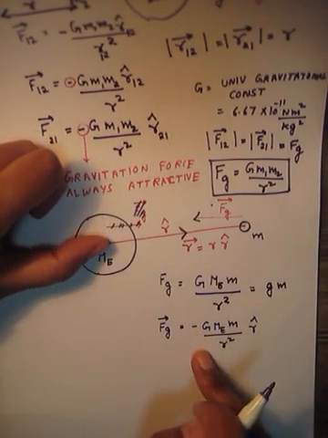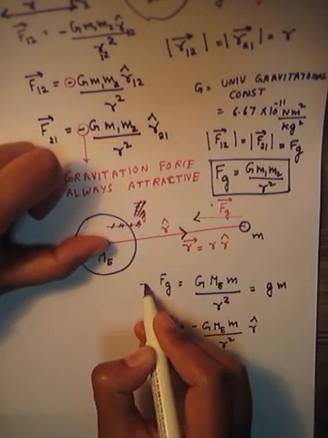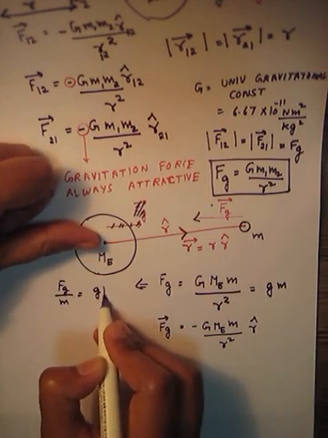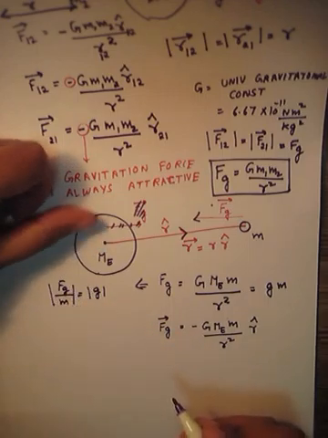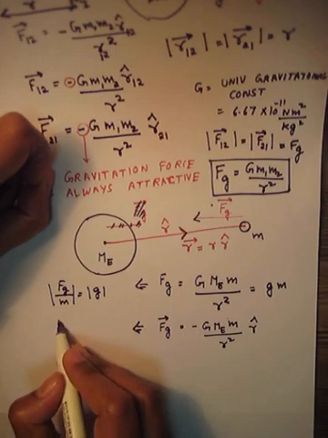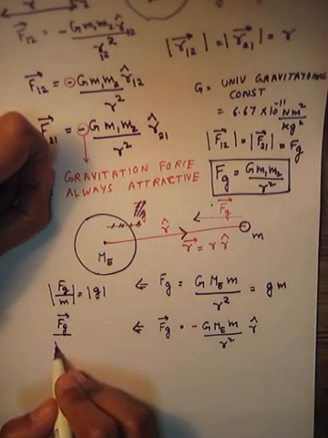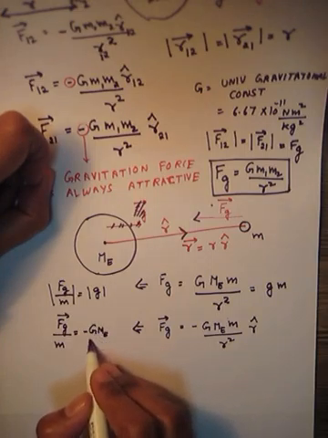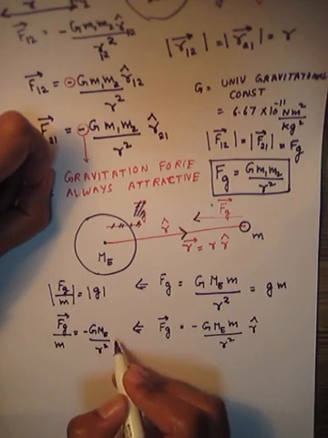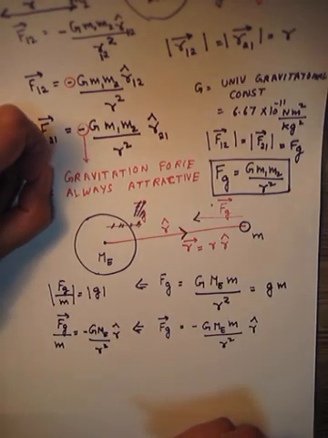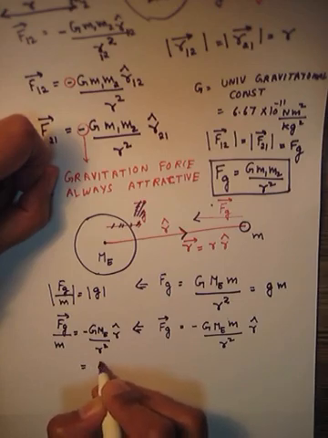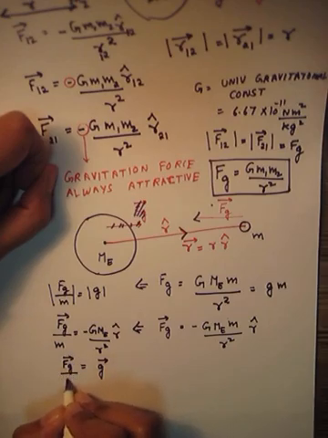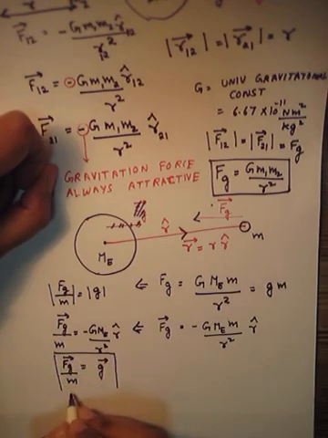While in vector notation, from here we can say that Fg upon m will give you g magnitude. But from here we can say that Fg vector upon small m will give you minus G Me upon r squared into r unit vector. So it means that this is g vector. So Fg vector upon small m is given by g vector.